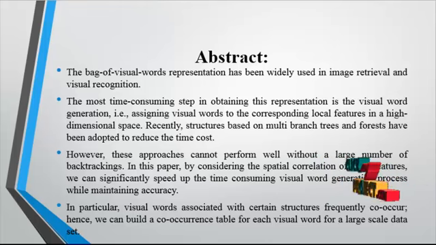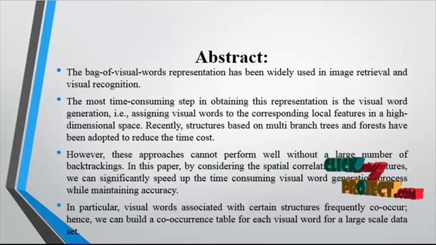The bag of visual word representation has been widely used in image retrieval and visual recognition. The most time consuming step in obtaining this representation is the visual word generation, that is assigning visual words to the corresponding local features in the high dimensional space. Recently, structures based on multi-branch trees and forests have been adapted to reduce the time cost. However, these approaches cannot be performed well without a large number of backtracking.